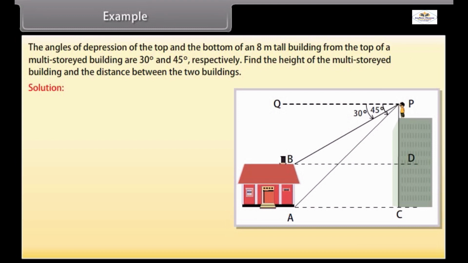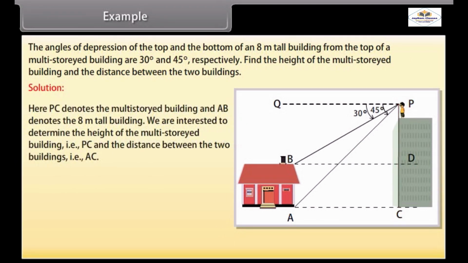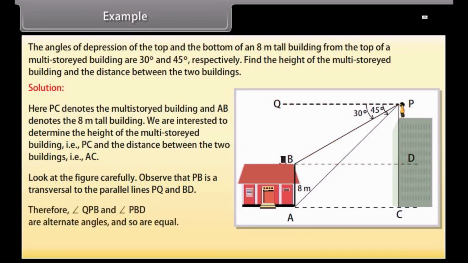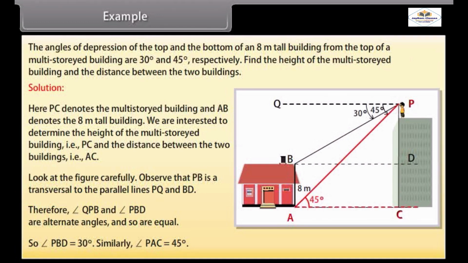Solution. Here PC denotes the multi-storied building and AB denotes the 8-meter tall building. We are interested to determine the height of the multi-storied building, that is PC, and the distance between the two buildings, that is AC. Look at the figure carefully. Observe that PB is a transversal to the parallel lines PQ and BD. Therefore, angle QPB and angle PBD are alternate angles and so are equal. So, angle PBD is equal to 30 degrees. Similarly, angle PAC is equal to 45 degrees.